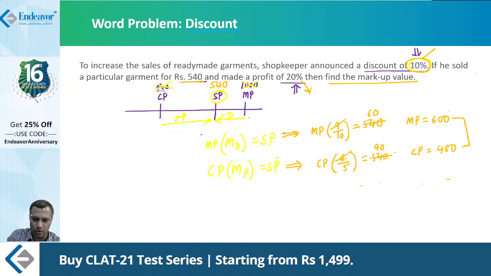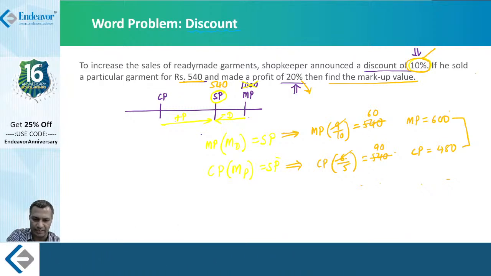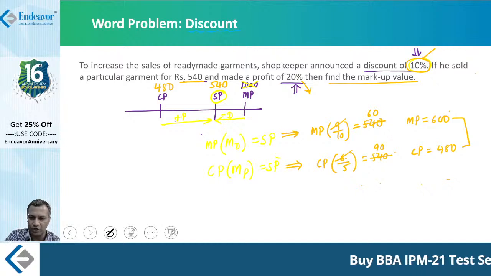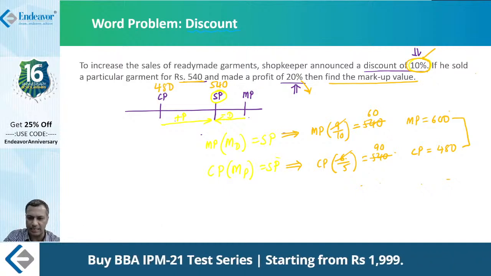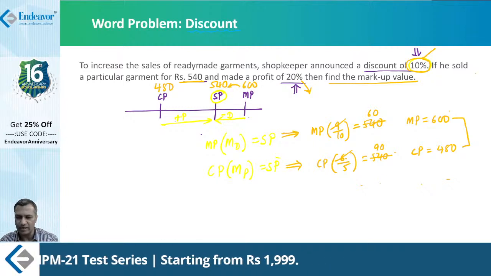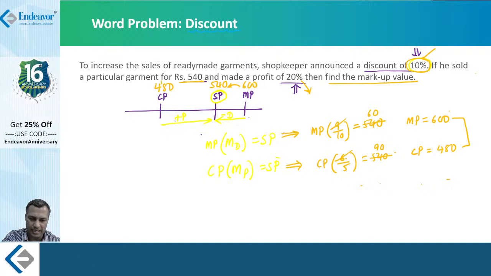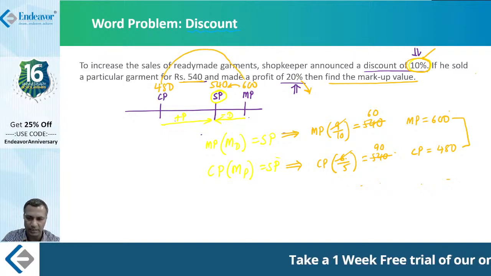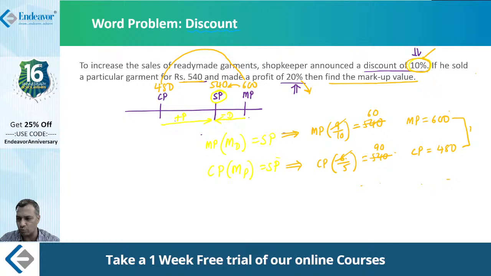In the sense, you bought the item at 450, you marked that particular item at 600, and then you sold that particular item at 540. This is the storyline here, right? Therefore, what is the markup? Markup is the gap between these two numbers, which is 150, which is nothing but my answer.